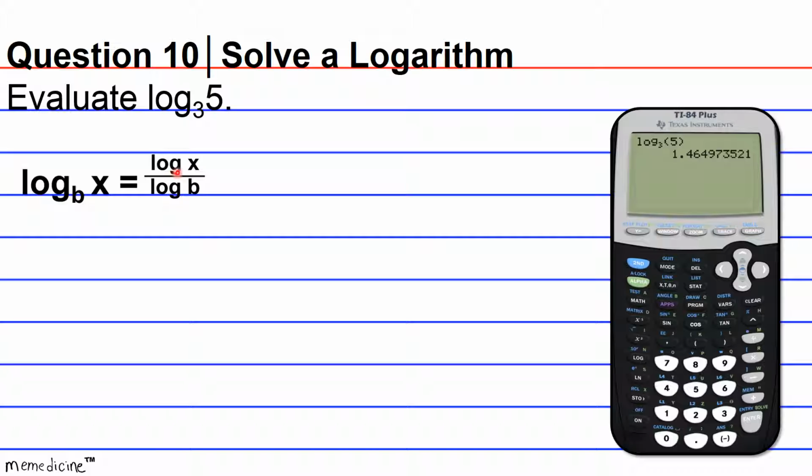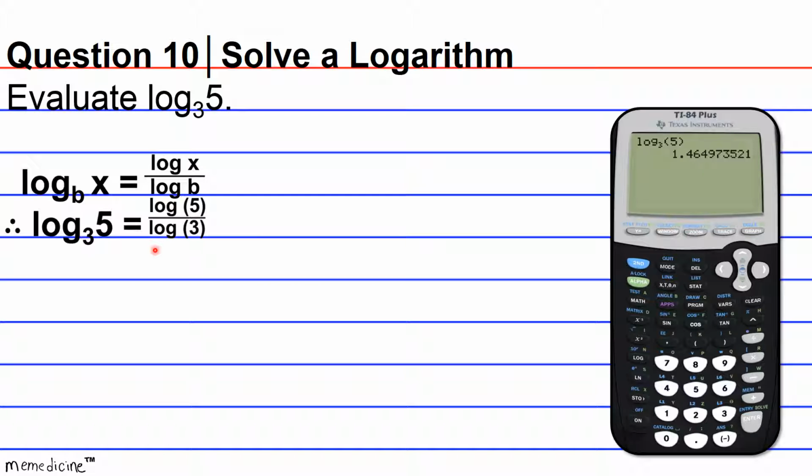Yeah, so it's equivalent to the common log of the power or the result divided by the common log of the base, okay? All right, so if we apply this to the log specified in our question stem, the log base 3 of 5 is going to be equivalent to the log of 5, our power or result, divided by the log of 3, our specified base, okay?